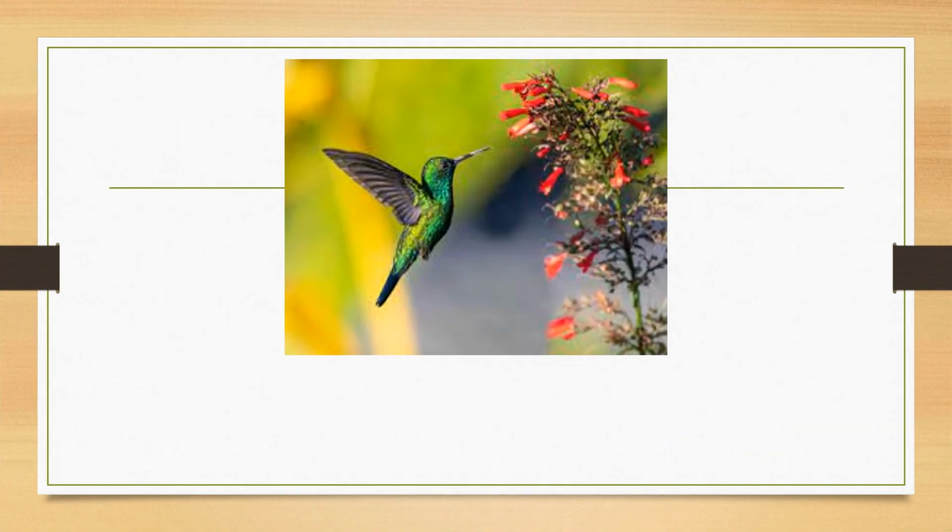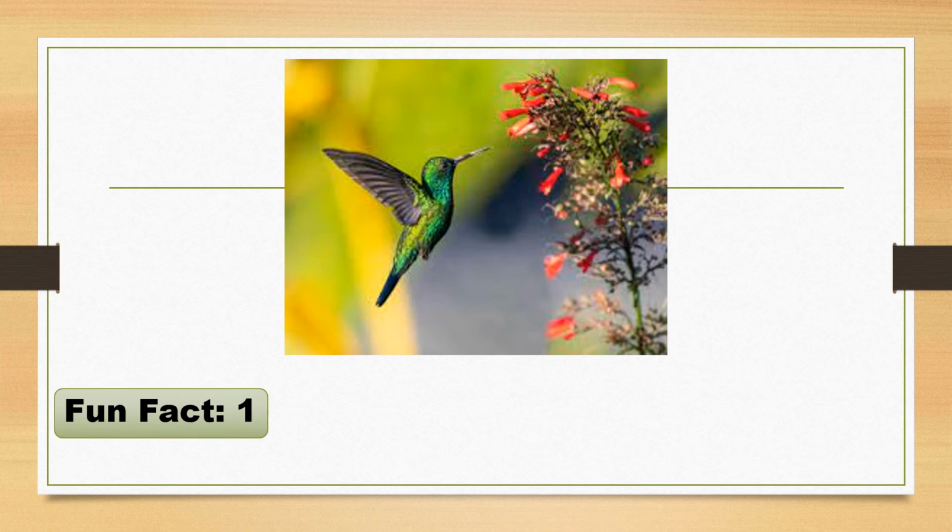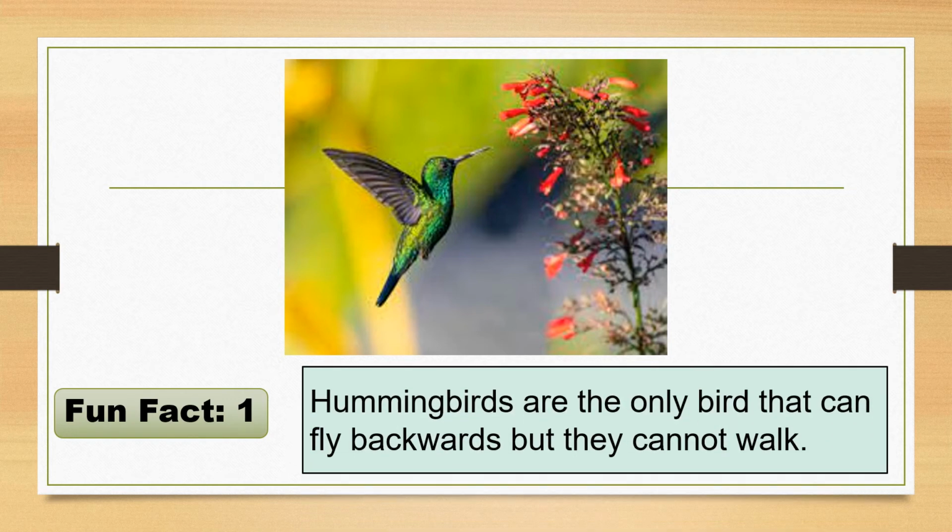Let us learn more about birds. So let us have the first fun fact here. What can you see in the picture? It is a hummingbird, right? What is the hummingbird doing? The hummingbird is flying backward. So hummingbirds are the only bird that can fly backwards, but they cannot walk.